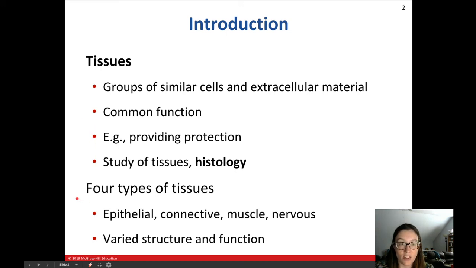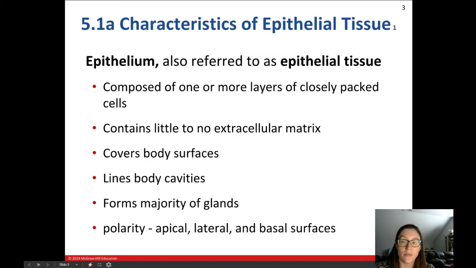What are the four main tissue types? You should know this from lab. They are epithelial tissue, connective tissue, nervous tissue, and muscle tissue. And they all have different structures and functions. We're going to start talking about epithelial tissue first, and we can also call it an epithelium. So if we have a covering of epithelial tissue, we can call that an epithelium.